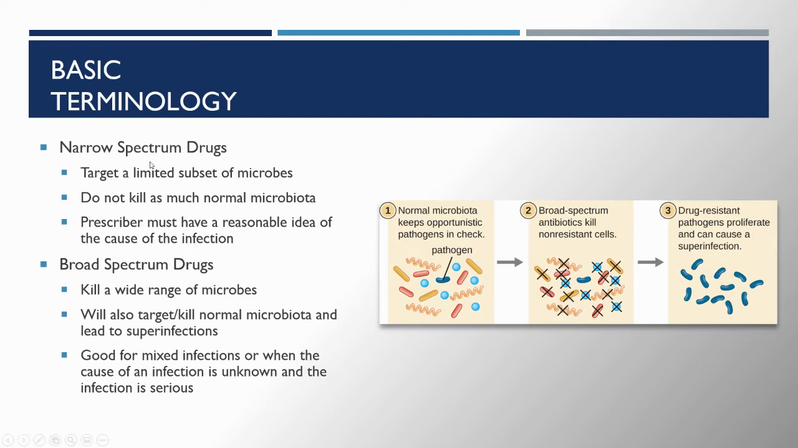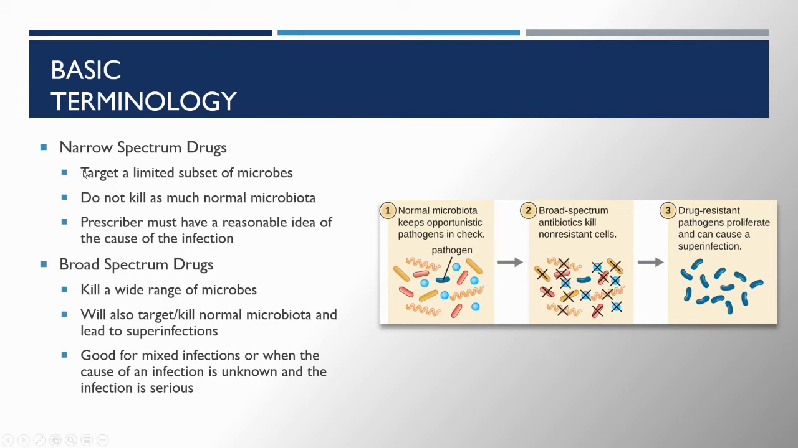If you don't know what the cause of infection is, if it could be multiple species, could be more than one bacteria and maybe more than one type, then we might have to go with broad spectrum. So for mixed infections, or we don't know what's causing this, but it's aggressive, we may go with broad spectrum. The downside of broad spectrum antibiotics or drugs is that they can kill our normal microbiota, and that leads to superinfections. So superinfection is when we have an overgrowth of bad bacteria because we've gotten rid of our good normal microbiota that keep the bad guys in check.